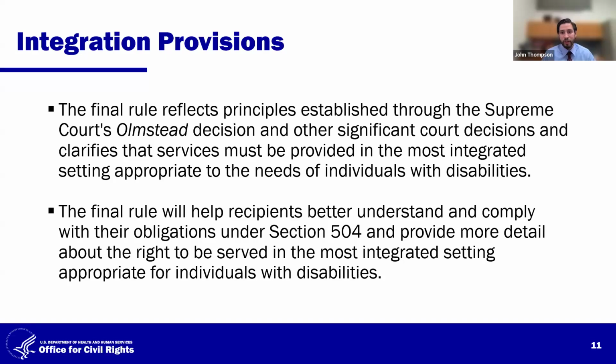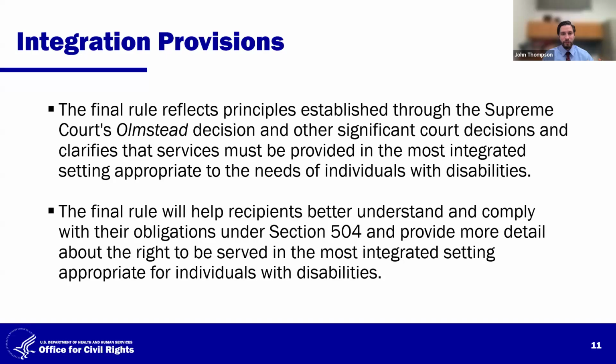So this final rule reflects the principles established by the Supreme Court's Olmstead decision and other significant court decisions, and clarifies that services must be provided in the most integrated setting that's appropriate to the needs of the individual with a disability. It's meant to help recipients better understand and comply with their obligations, and provides more details on the right to be served in the most integrated setting. Since 1999, essentially, this has been required, but we wanted to make sure that it was in Section 504. 504 and the ADA have been interpreted consistently, so this just made sense to us. And we want to underscore that people with disabilities don't have to wait until the harm of institutionalization or segregation occurs to assert this right.